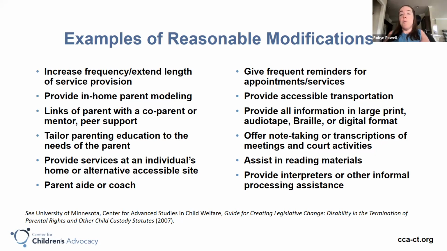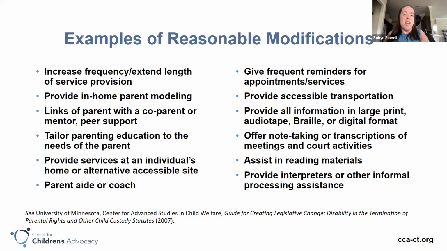Frequent reminders for appointments or services are so important. When you look at sort of case plans and sort of case notes, one of the things that I often see is that parent didn't attend appointments. And if you look further, you can see that the parent may have some sort of intellectual, cognitive, or psychiatric disability that might make it difficult to remember. And just providing that reminder service could make all the world of difference. So that is a really important one.